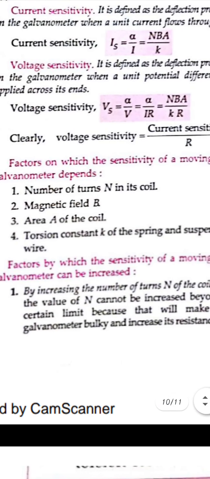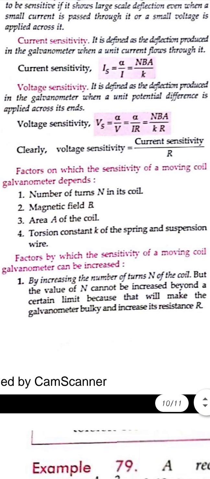So the sensitivity of the moving coil depends on NBA, that is the number of turns in the coil, the magnetic field and the area of the coil, and K, the torsion constant, that is due to the restoring torque moving in the inward direction as well as the outward direction. So it is a restoring torque, a constant, the torsion constant.